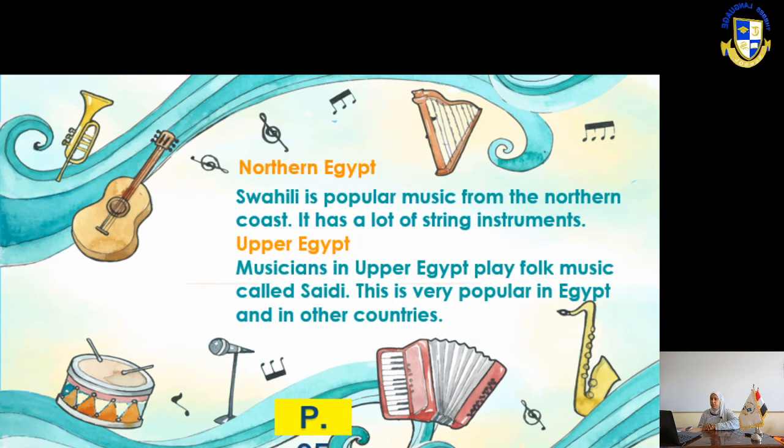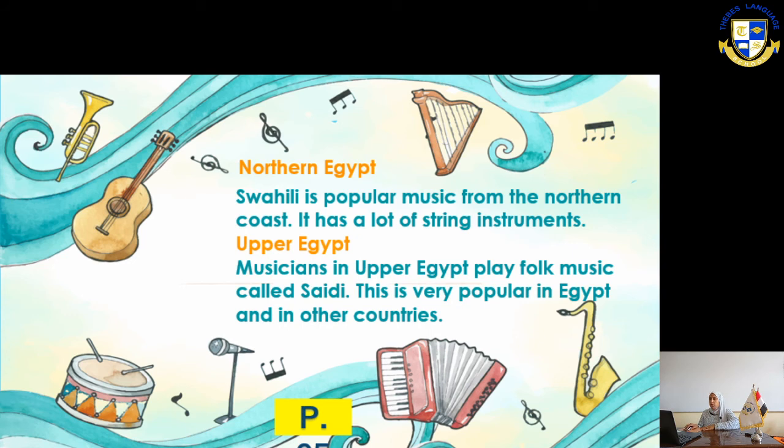Northern Egypt. Swahili is popular music from the northern coast. It has a lot of string instruments. So in the northern part of Egypt, the popular music is called Swahili. It depends most of the time on string instruments.